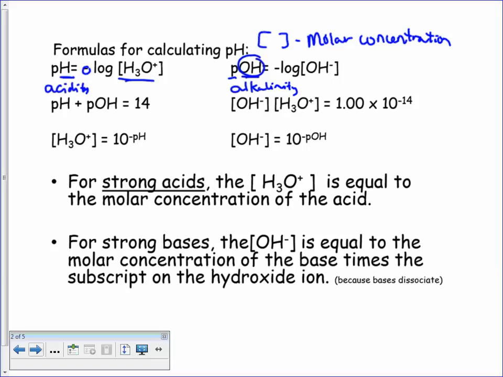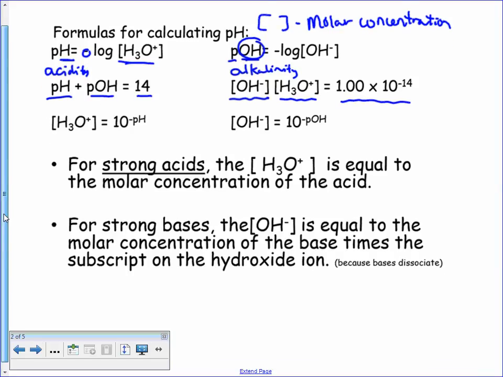And then we have this relationship that if you multiply the concentration of hydroxide times the concentration of hydronium, you will get the value 1 times 10 to the negative 14. That comes from the autoionization of water. And then we know that pH plus pOH equals 14. That has to do with the logarithm of the number 1 times 10 to the negative 14.